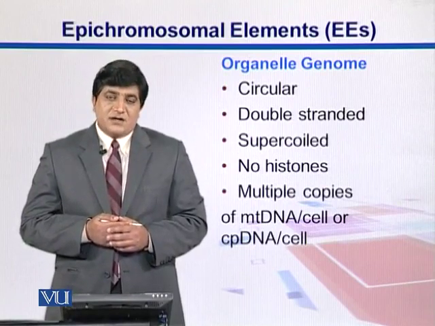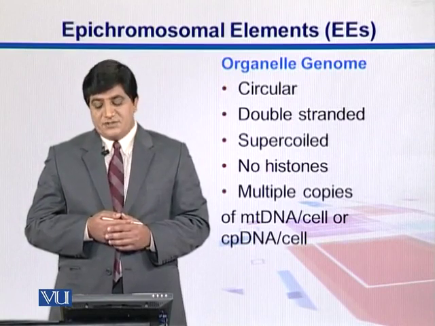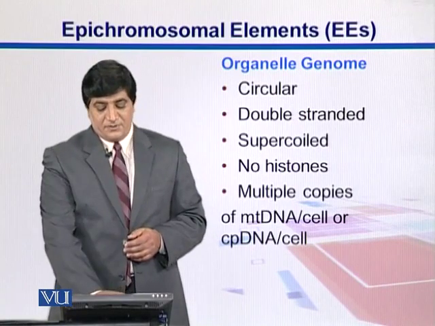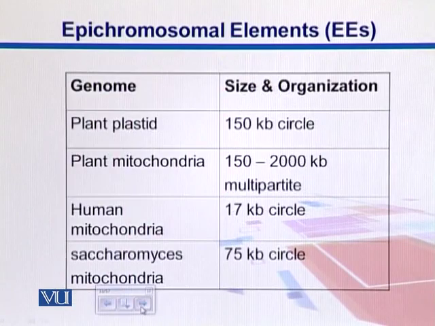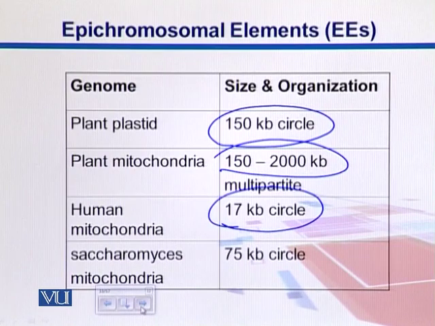Organellar genomes are circular, double-stranded, supercoiled, have no histones, and are in multiple copy number. Here in this diagram, we see the size of these genomes. For example, the plant chloroplast genome is 150 kb circular, plant mitochondria is bigger than that, 150 to 2000 kb. Human mitochondria is relatively simple, at 17 kb circular, and then there is Saccharomyces mitochondria. So mostly those genomes are circular ones.